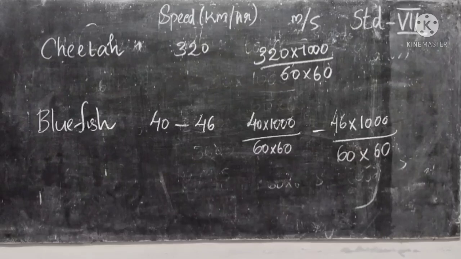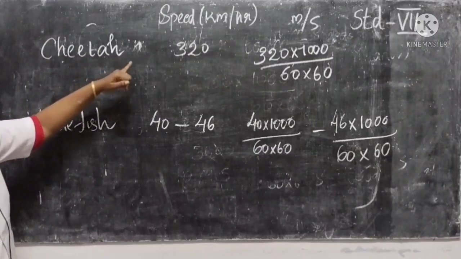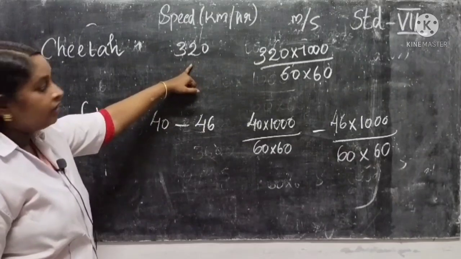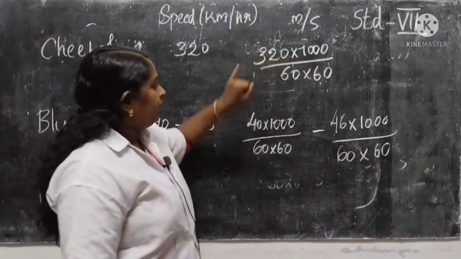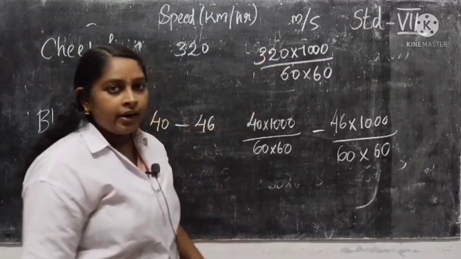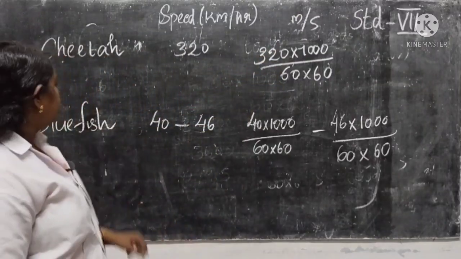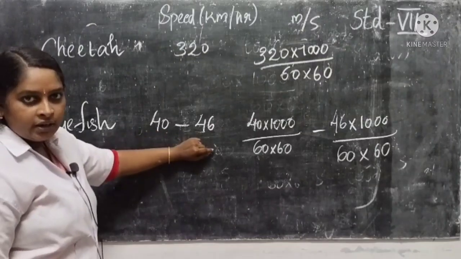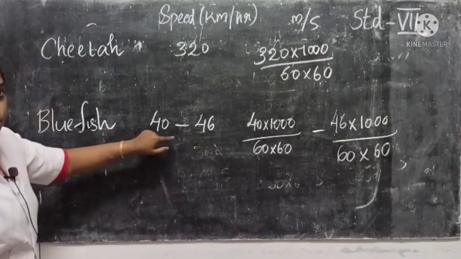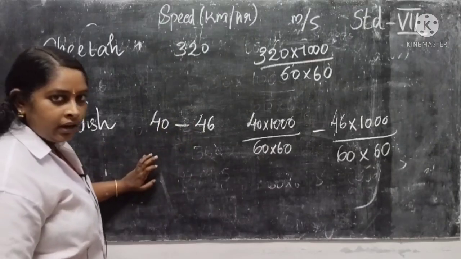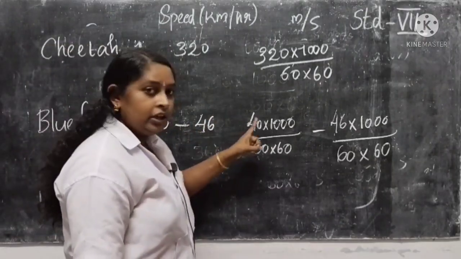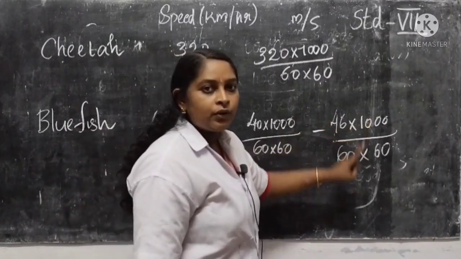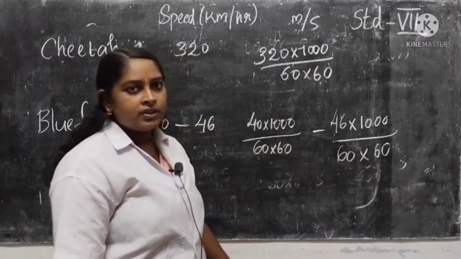Consider another two examples. The speed of cheetah is indicated as 320 kilometer per hour. It is converted into meter per second as 320 into 1000 divided by 60 into 60. The other one, blue fish, that is 40 to 46 kilometer per hour, can be written as 40 into 1000 divided by 60 into 60 to 46 into 1000 divided by 60 into 60.